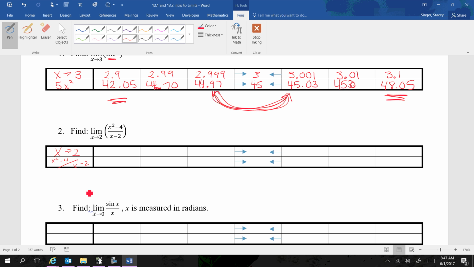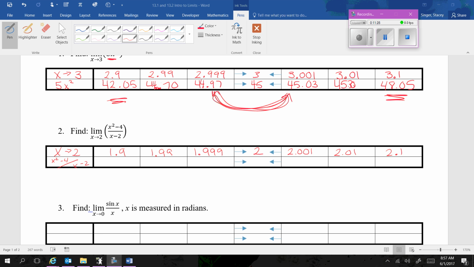We'll talk about that in a little bit. So, if I were to type that in, what's a value that's close to 2 that I'm approaching? 1.999, 1.99, and 1.9. And what's something larger than 2 on the right side? 2.001, 2.01, and 2.1. Alright, I'm going to let you guys do that.